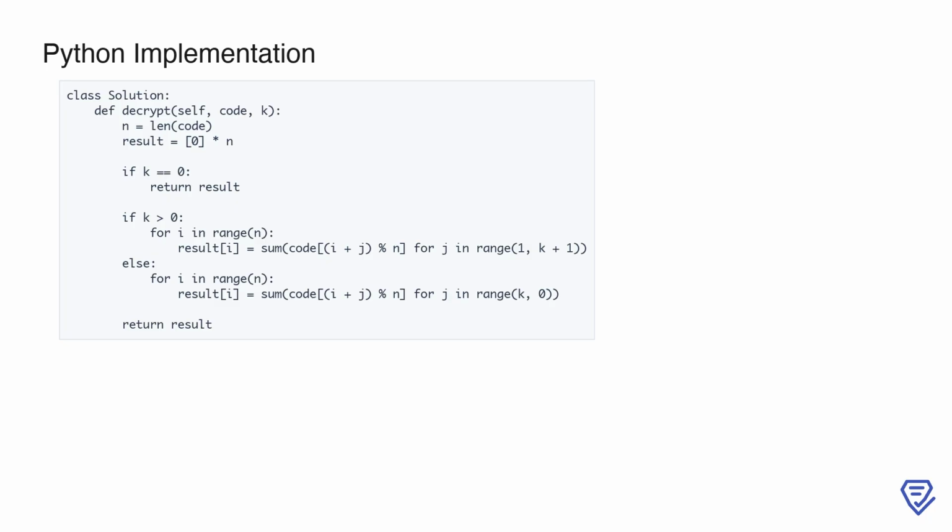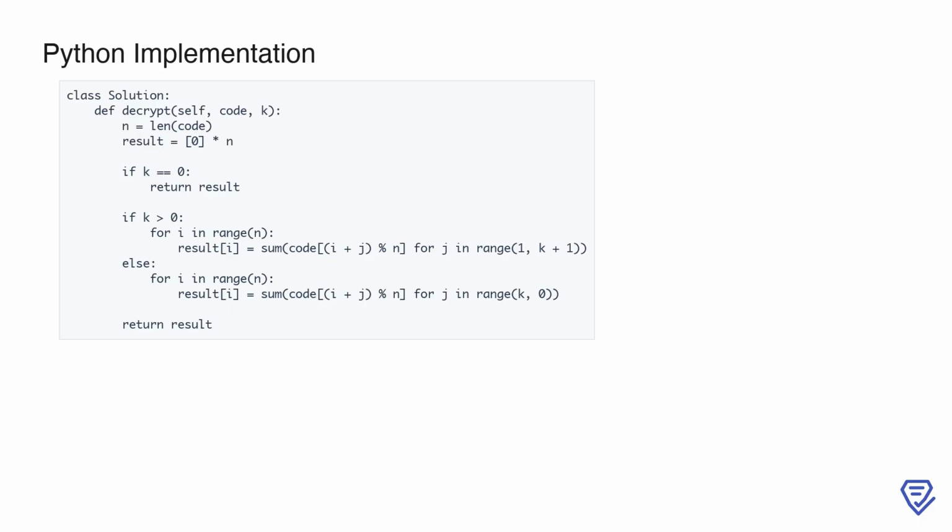This Python implementation solves LeetCode problem 1652, Defuse the Bomb, which involves transforming a circular array based on a given integer k. The function decrypt takes two inputs, code, a list of integers representing the circular array, and k, an integer that specifies how the transformation should occur. First, the function computes the length of the array, n. It initializes the result list with zeros, which will hold the transformed values.